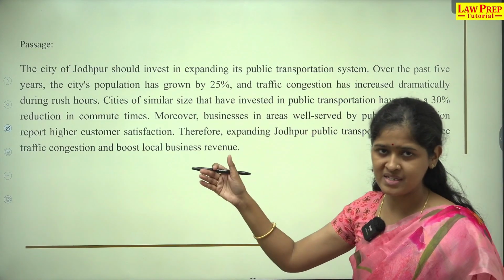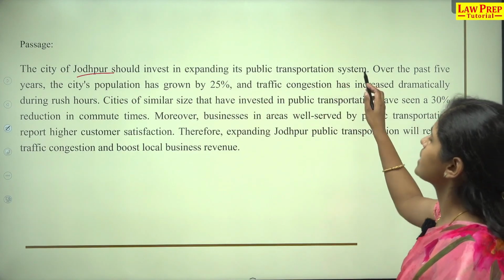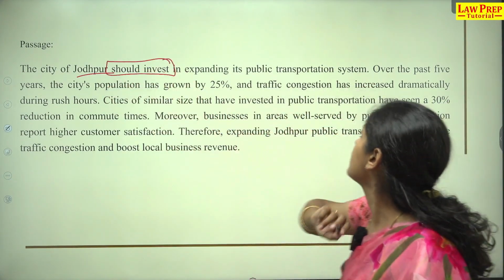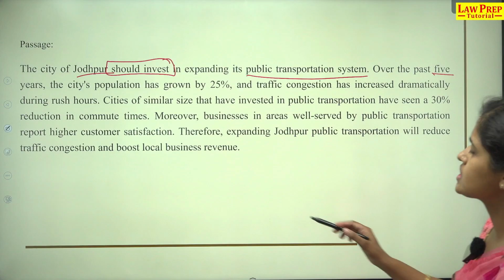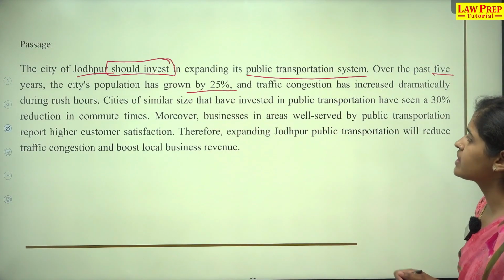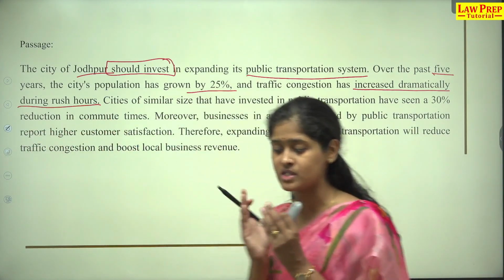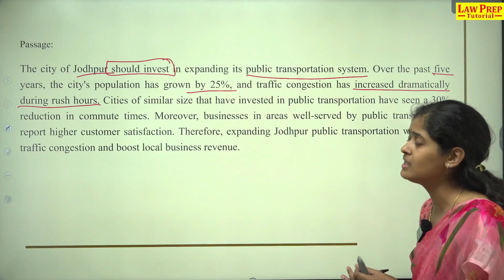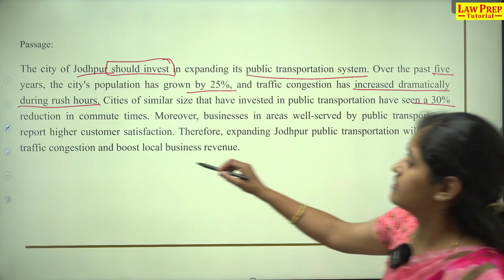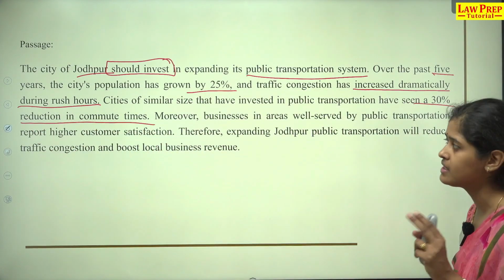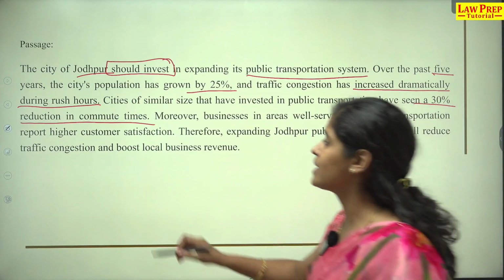Let's start the passage. We'll read it together. The city of Jodhpur should invest in expanding its public transportation system. Should invest, okay, in public transportation system. Over the past 5 years, the city's population has grown by 25%. Traffic congestion has increased dramatically during rush hours. Only during rush hours. If something is mentioned specially, it has to have some sense, right? Cities of similar size that have invested in public transportation have seen a 30% reduction in commute time. Cities of similar size. Moreover, businesses in areas well served by public transportation report higher customer satisfaction.